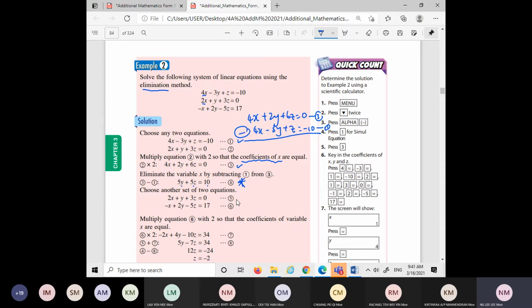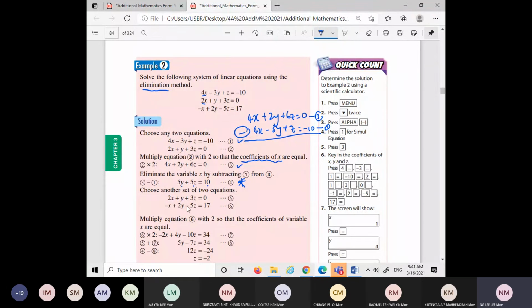Okay, after that you are going to use this to continue. Then you have to choose another set of 2 equations. Do the same thing. Okay, eliminate the x. Just now you eliminated the x, now you also need to eliminate the x. Don't just eliminate x as before, now you eliminate other things. Okay, then you review the purpose.